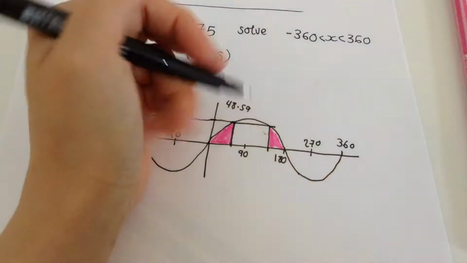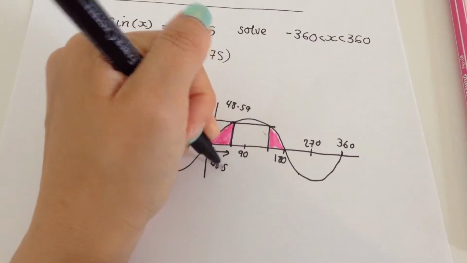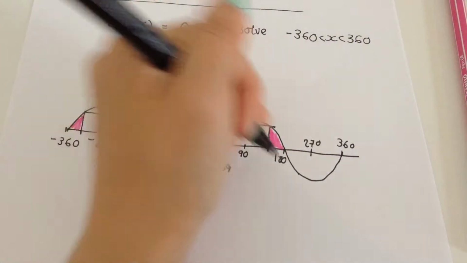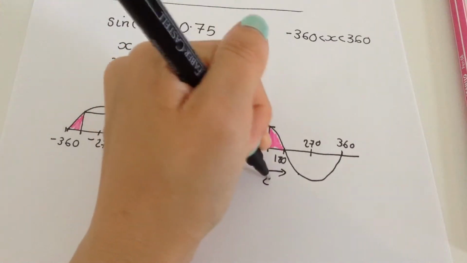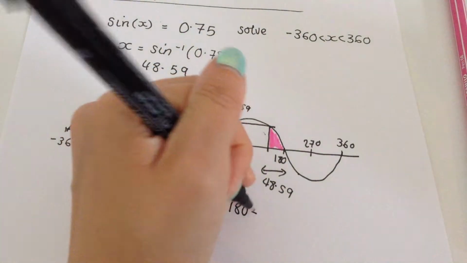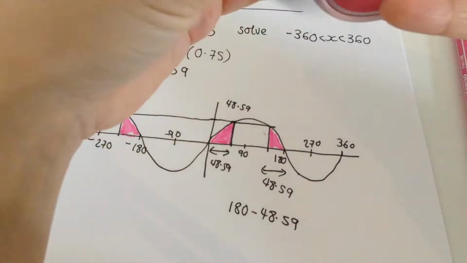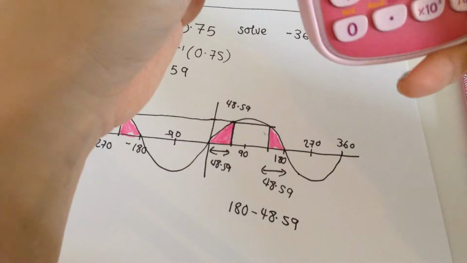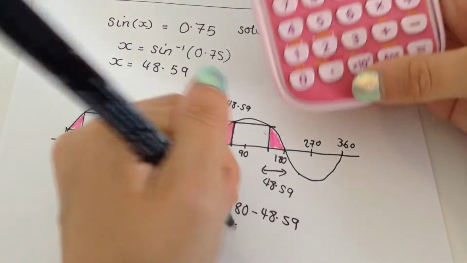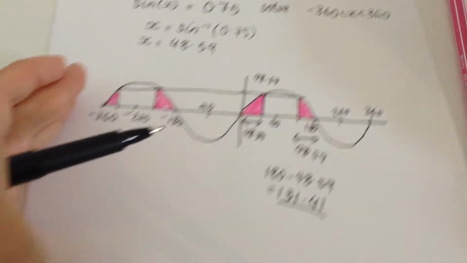Okay, so if the gap from there to there is 48.59, then the gap from there to there is also 48.59. So I will need to do 180 take away 48.59, which is 131.41. So that's one of the answers.